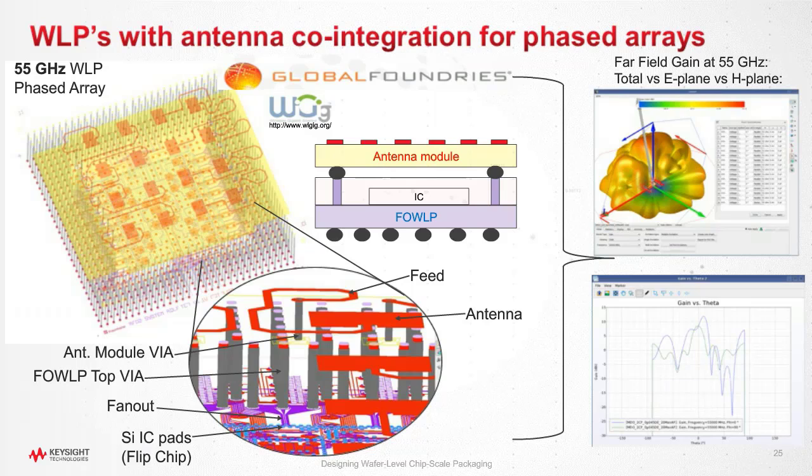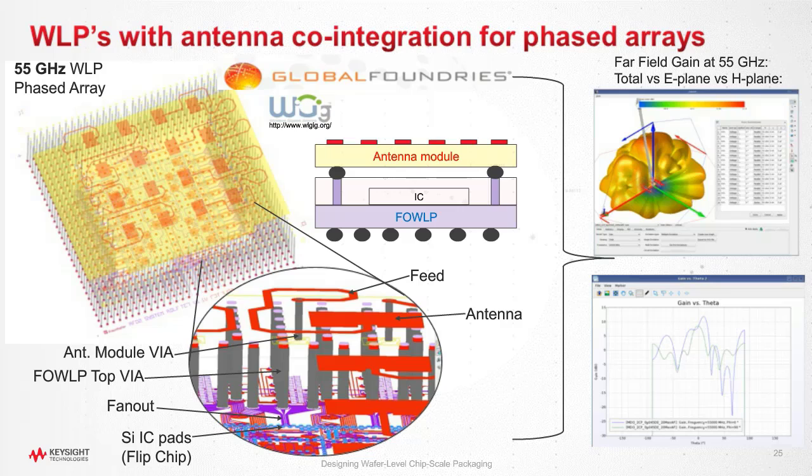Okay, so we're going to switch gears now to a different example. This is a phased array, a wafer level package. This is the antenna co-integration that I was talking about for phased arrays. So this is the design done by GLOBALFOUNDRIES. I think I've got 55 gigahertz here. We've got some simulation and measured data there, but I think it's actually more like 60 gigahertz. This is a Y-gig phased array, and you can see the structure of the package.